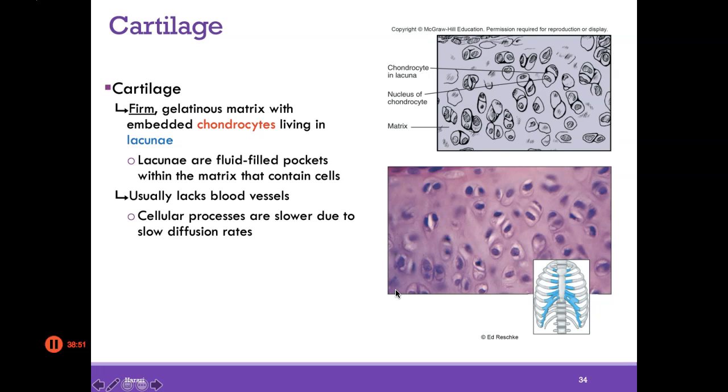Cartilage usually lacks blood vessels, and that means that cellular processes are slower because you can't get oxygen in and wastes out as fast. Cartilage is very important for protection, support, and cushioning. There are 3 different types of cartilage that have differences in the kinds of fibers that they have present.